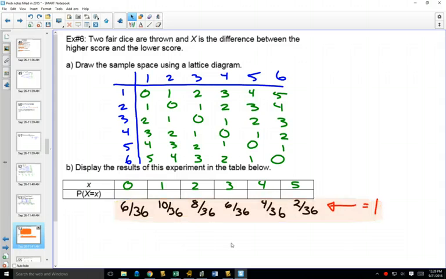How did you do? According to these results, if you were playing a game with this, the most likely thing to happen would be to move ahead 1 space. The least likely would be to move ahead 5. And again, those all add up to 1.